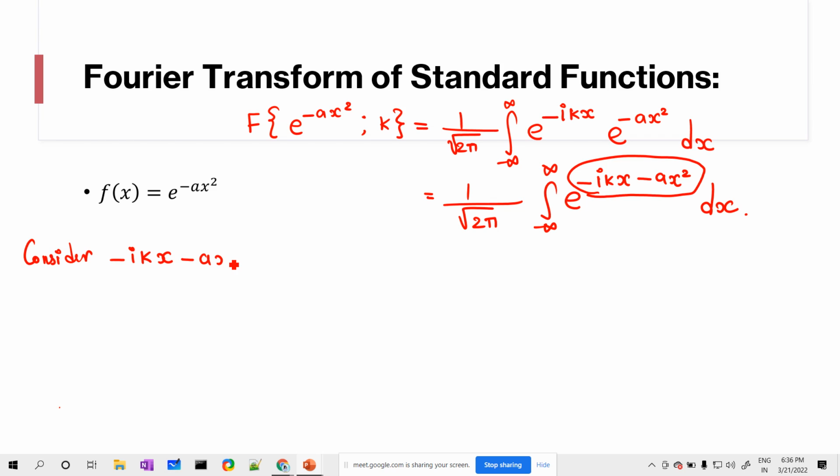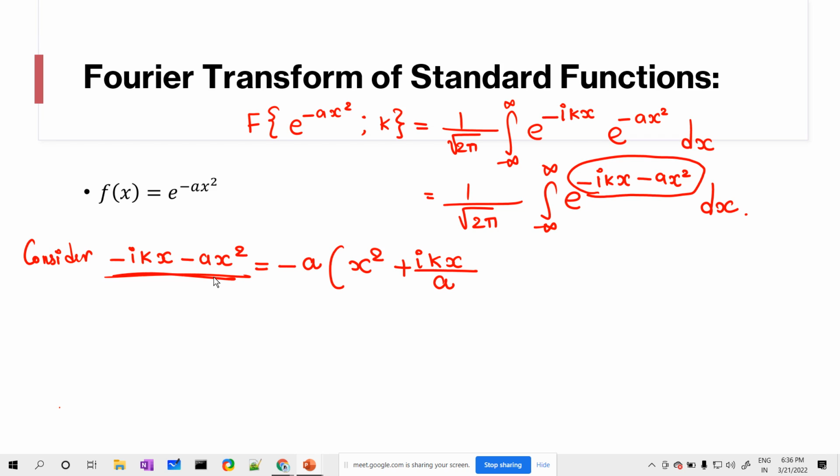The first thing that I do is I take common minus a from it. If I consider minus a common, then it is nothing but x square plus ikx by a, right? And after this, what is my aim? I just tell you what my aim is. I want to write this thing as square of something.